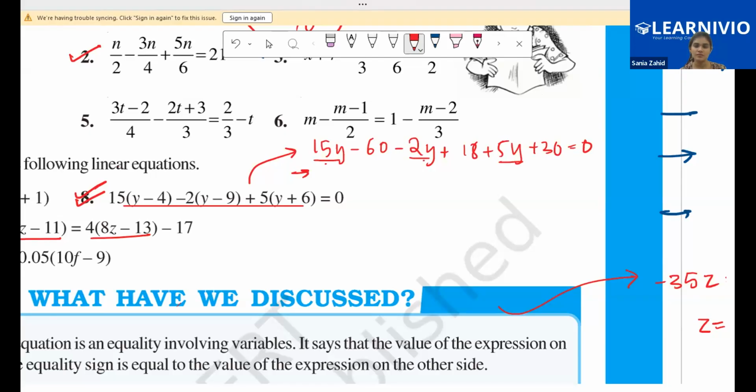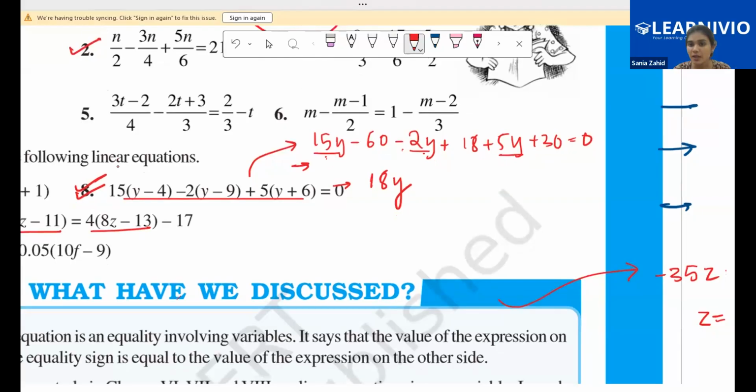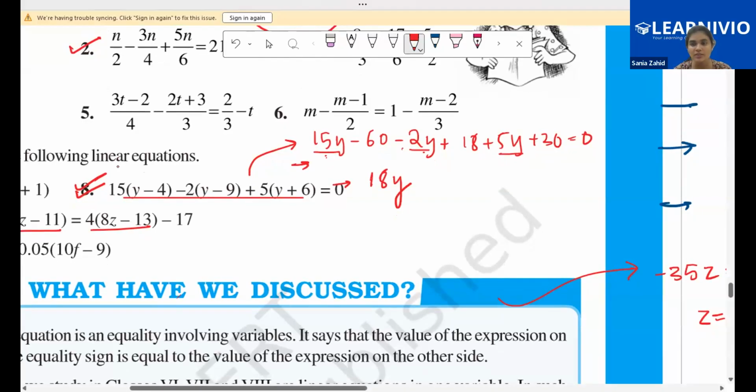It will be 17y. No. 15 minus 2 is 13. 13 plus 5 is 18. So 18y. Then what is the answer for constants? Ma'am, for constant, it's by mistake, but I wrote 90 instead of 60. No, that's wrong, Kumar. You're making calculation errors. Corrected. Harmini, you tell me. What will be the sum for constants?